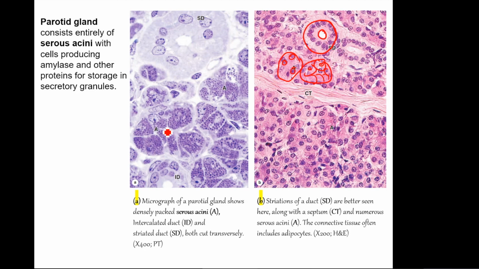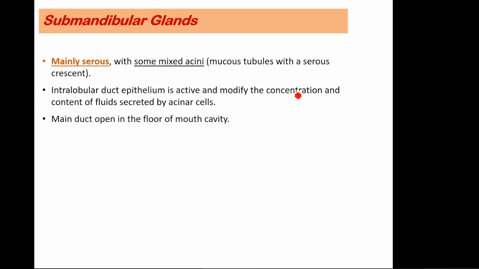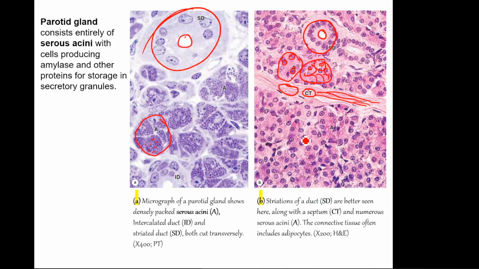Also here, the serous acinus, guys, and here the striated duct, with a brighter, white lumen. Look at the connective tissue that separates the lobules. If there is a duct here, you will call it interlobular. Okay, that's for the parotid gland.